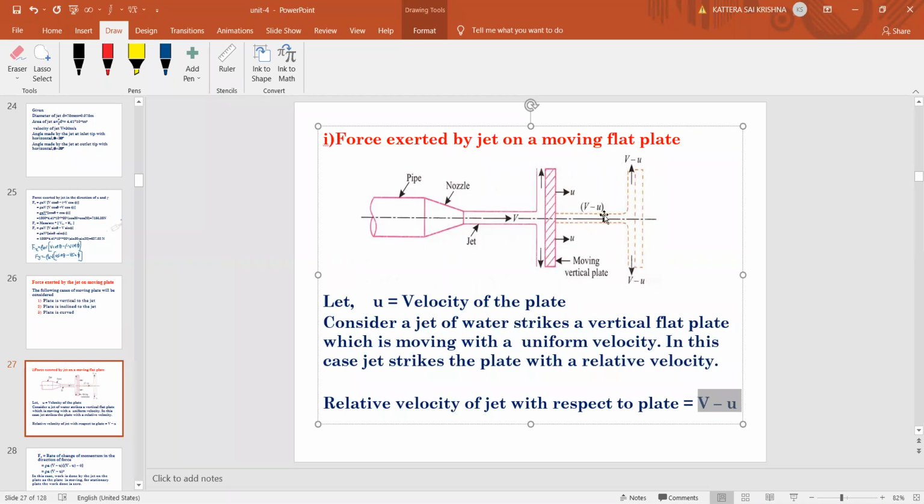So initial velocity is v minus u. The only difference from the previous case, where we saw the fixed plates and took the initial velocity as v, is that here we need to take the initial velocity as the relative velocity, v minus u. That is the only difference in this flat vertical plate. Remaining all the concepts will be the same.